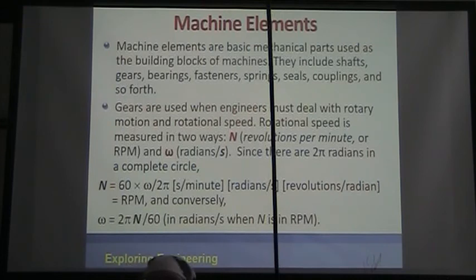Rotational speed is measured in two ways. N, the number of revolutions per minute, or RPM, and, oh bloody hell, I've forgotten which Greek letter this is, let's call it funny W, radians per second. Since there are 2 pi radians in a complete circle, N is equal to 60 times funny looking W divided by 2 pi, so that's seconds per minute, radians per second, revolutions per radian, equals RPM, and conversely, funny looking W is equal to 2 pi N divided by 60 in radians per second when N is in RPM. Okay, easy enough.